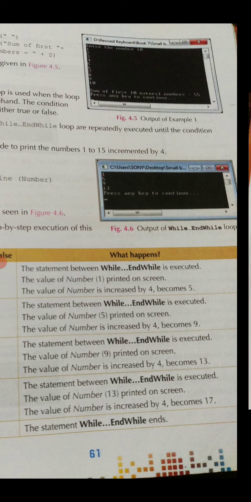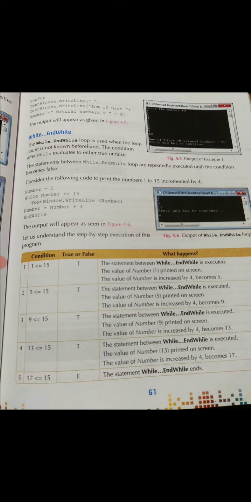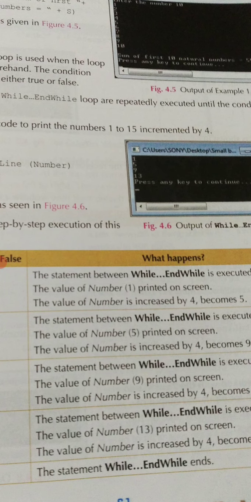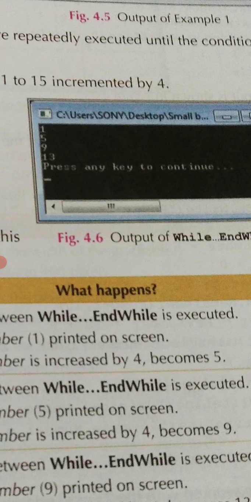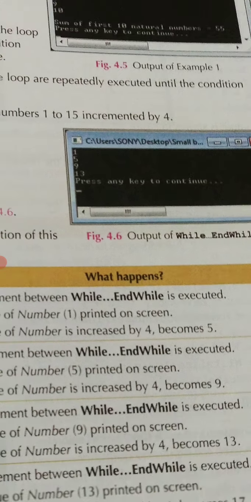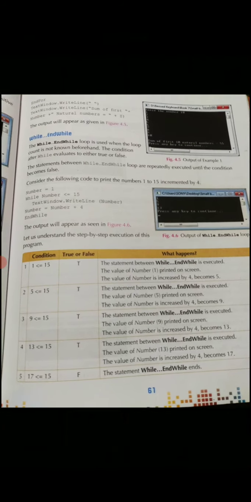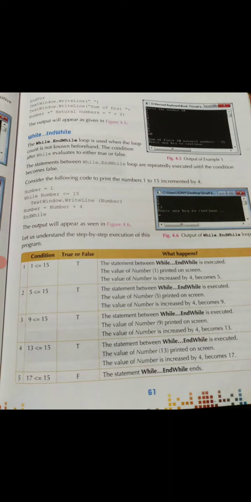Look at figure 4.6, have a look. In there, this is the output of the while program. You can see here 1, 5, 9, 13, then again 1, 5, 9, 13. Then if you press any other key, it will continue. Is this much clear to everyone?